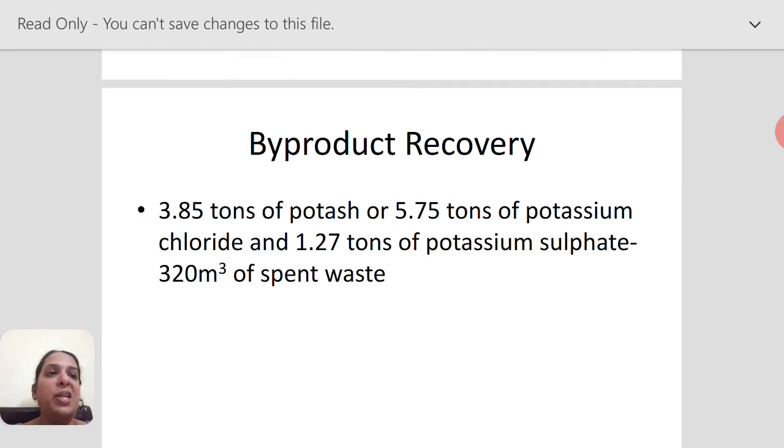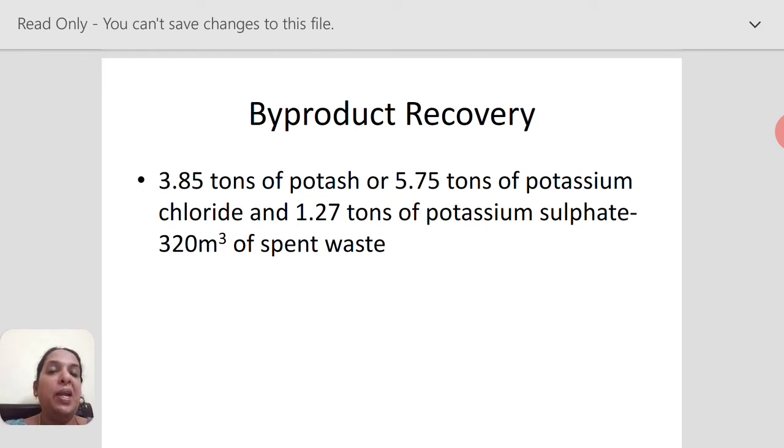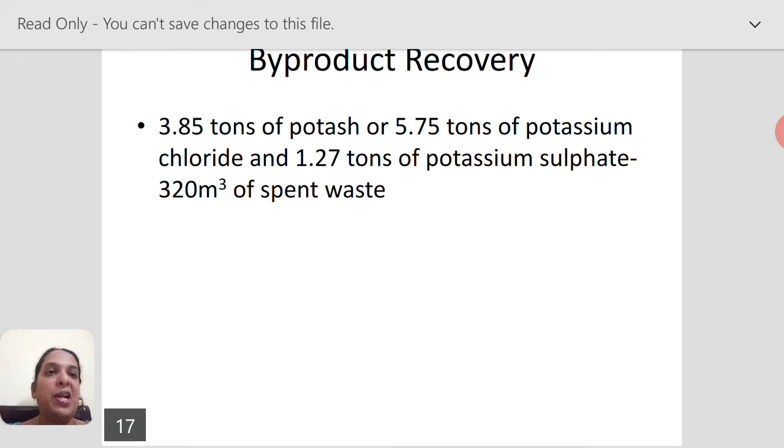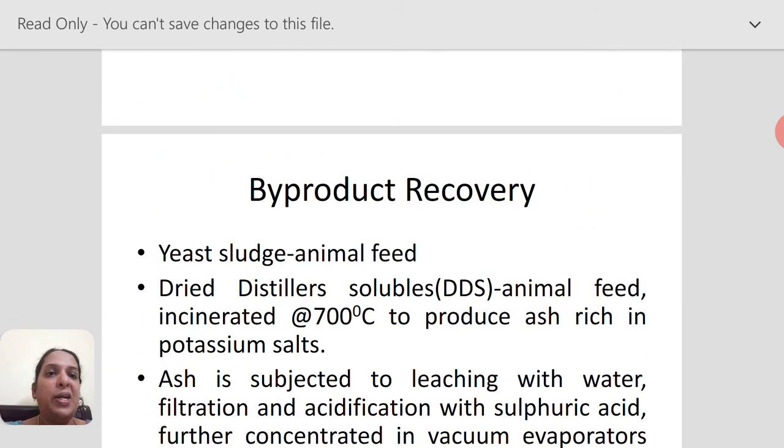So we could see in this byproduct recovery, nearly 3.85 tons of potash can be recovered from 320 meter cube of spent wash. That means a high volume of potash can be recovered, and apart from this you can get 5.75 tons of potassium chloride and 1.27 tons of potassium sulfate from this spent wash. So this shows that byproduct recovery is really valuable in the case of distillery units.